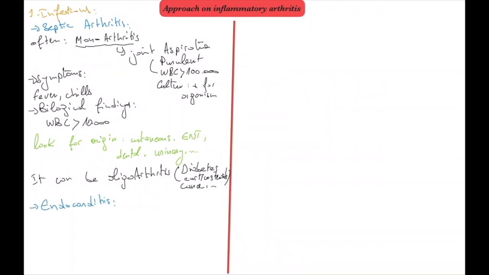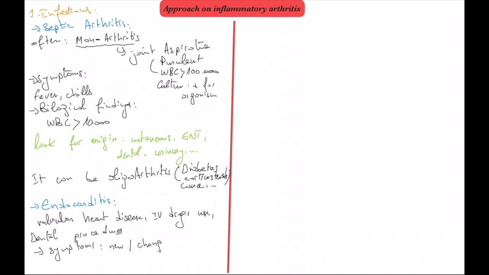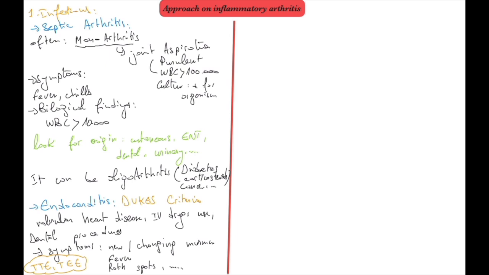There's also infective endocarditis, which can present with joint pain, fever, and systemic symptoms. Consider it in patients with non-valvular heart disease, IV drug use, recent dental or invasive procedures. Key findings: new or changing murmur, Roth spots, Osler nodes, Janeway lesions, and splinter hemorrhages. Don't delay in ordering transthoracic or transesophageal echocardiography, and use Duke's criteria for the diagnosis.